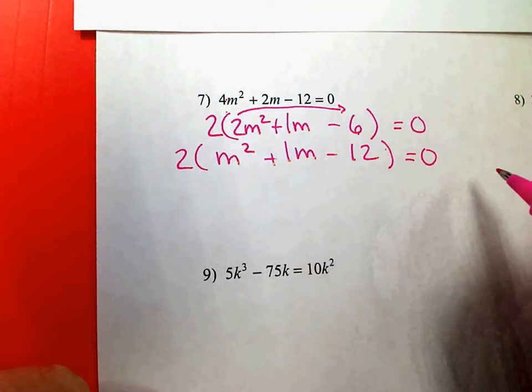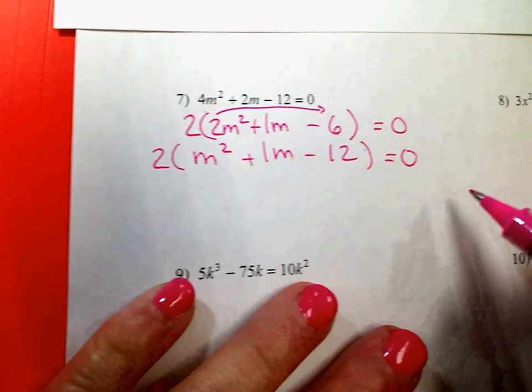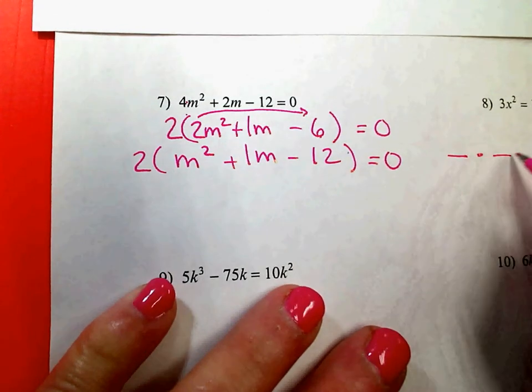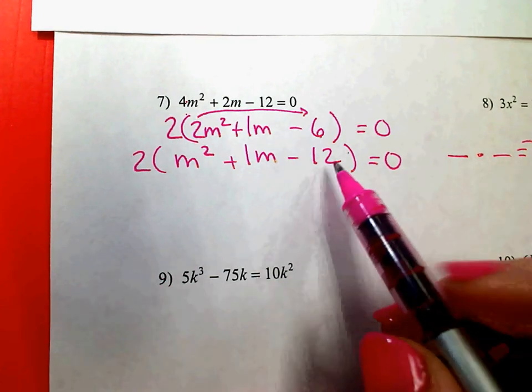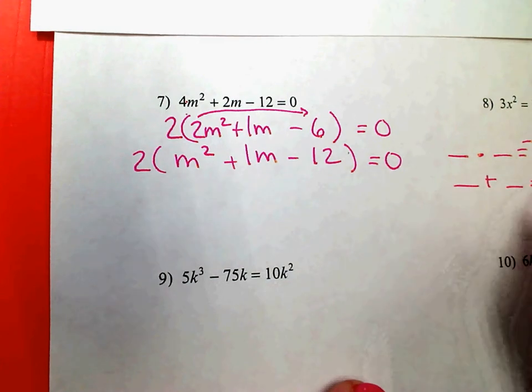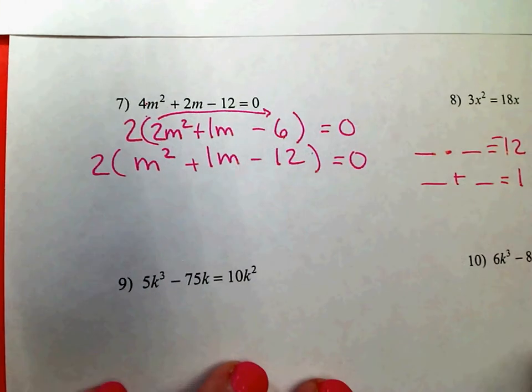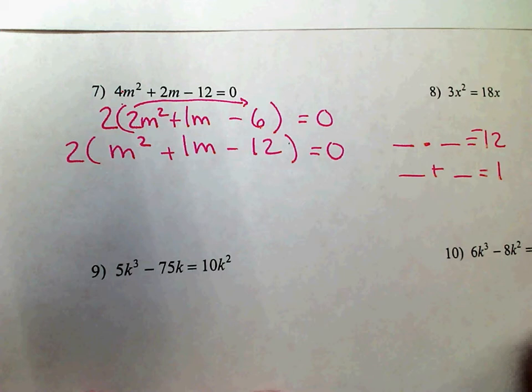And I'm looking for the factor pair that multiplies to make negative 12, but they need to add to make this middle term of positive 1. So two numbers that multiply to make negative 12 and add to make positive 1. I'll give you a minute to think about it.